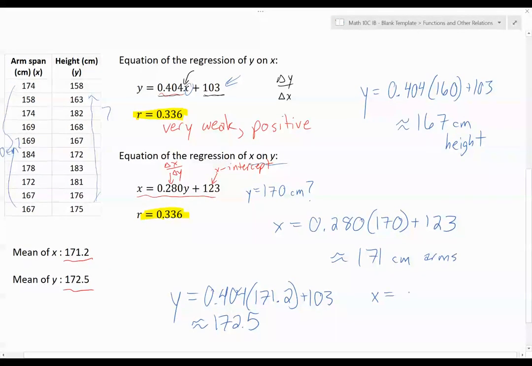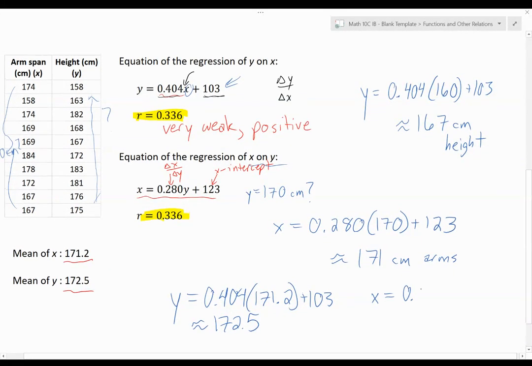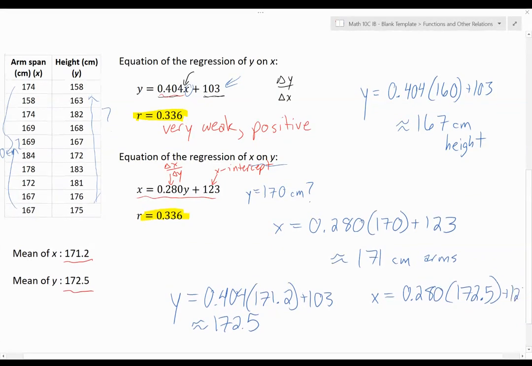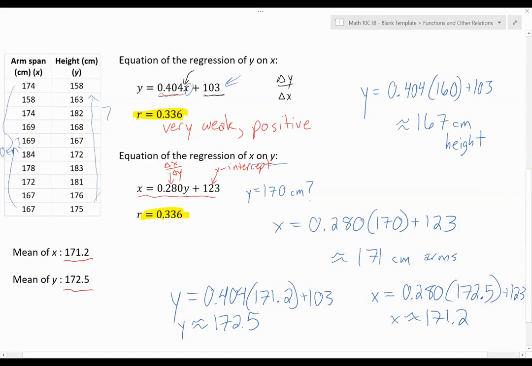And if I substitute the 172.5 into the other equation, so 172.5 into the regression of x on y, and then add the 123, I would expect to get approximately the 171.2. Again, it won't be exact in these numbers because these are rounded values, but it'll be pretty close.